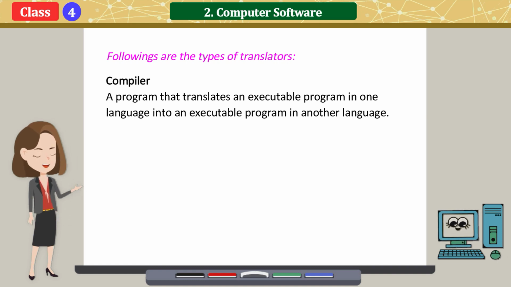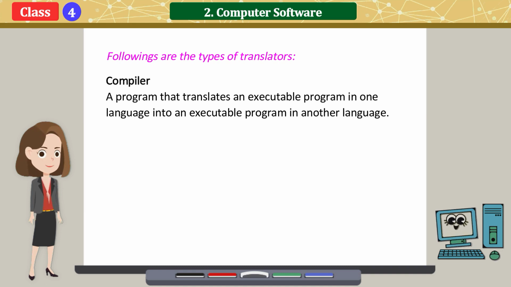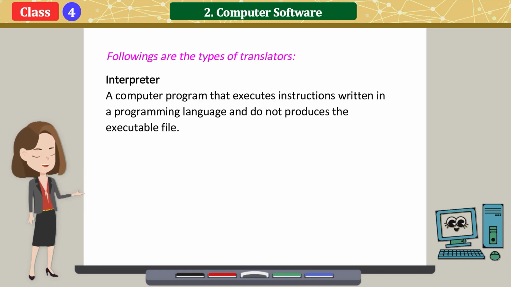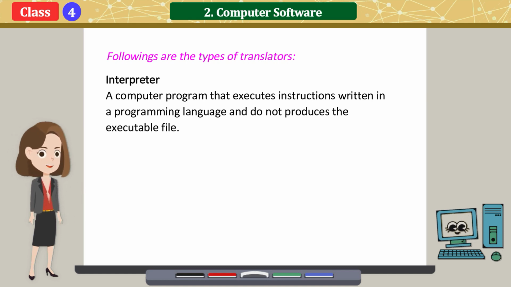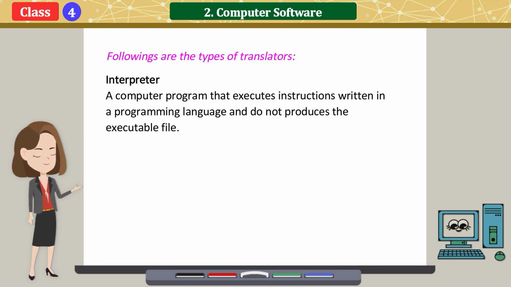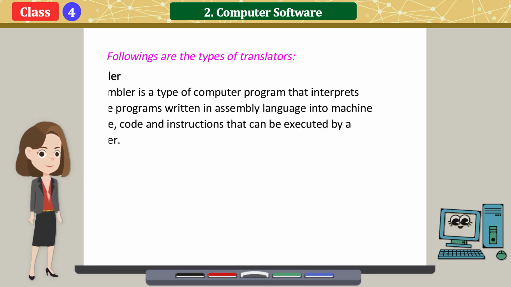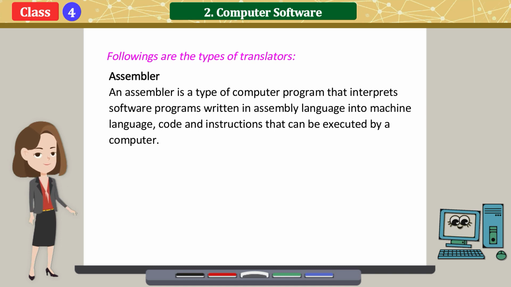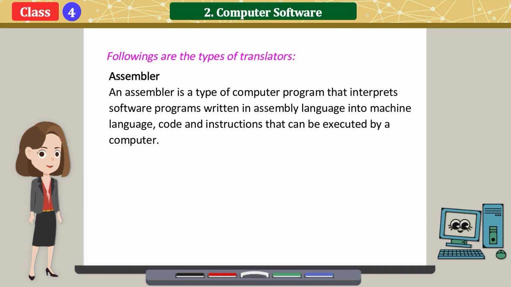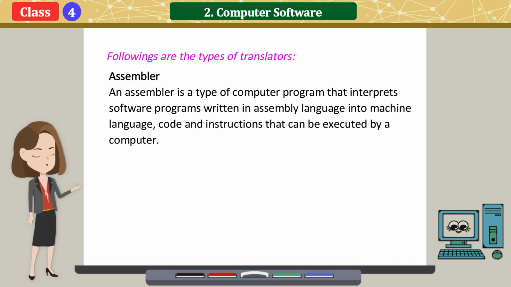Compiler. A program that translates an executable program in one language into an executable program in another language. Interpreter. A computer program that executes instructions written in a programming language and does not produce the executable file. Assembler. An assembler is a type of computer program that interprets software programs written in assembly language into machine language, code and instructions that can be executed by a computer.